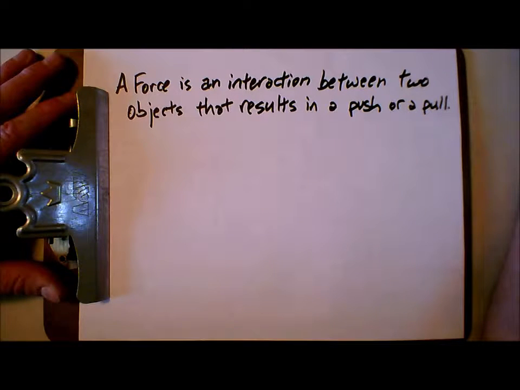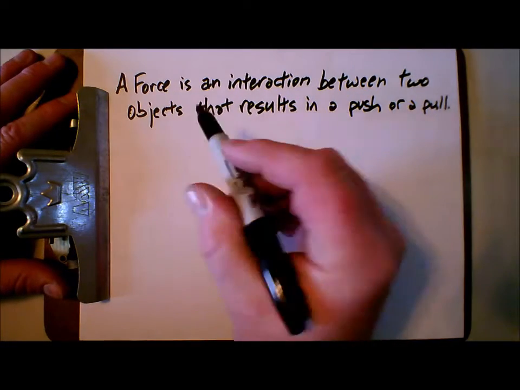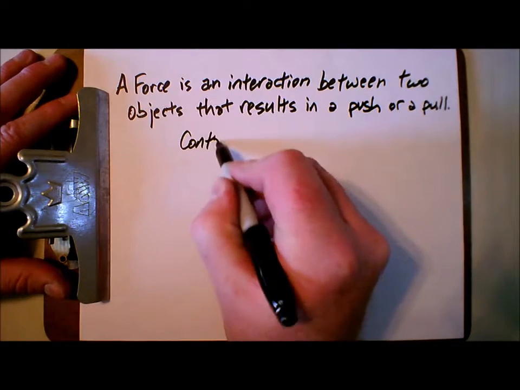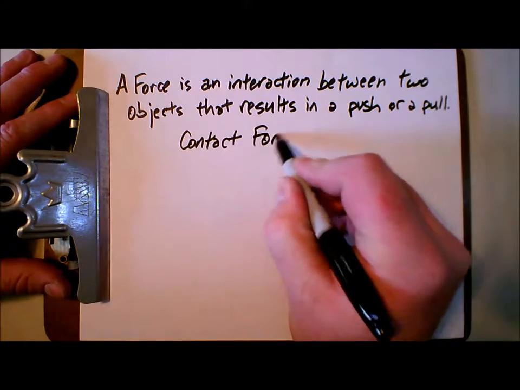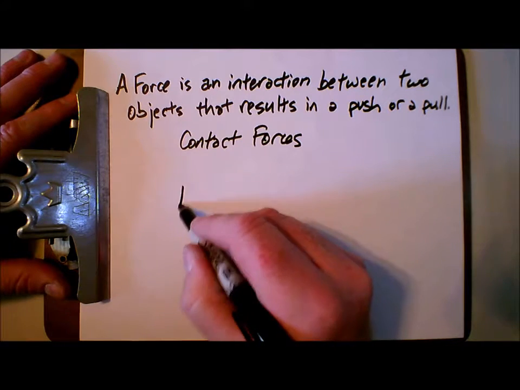To understand force diagrams, we first need to understand forces. A force is an interaction between two objects that results in a push or a pull. There are two types of forces. We can classify all forces into one of two categories. We call these categories contact forces or long-range forces.